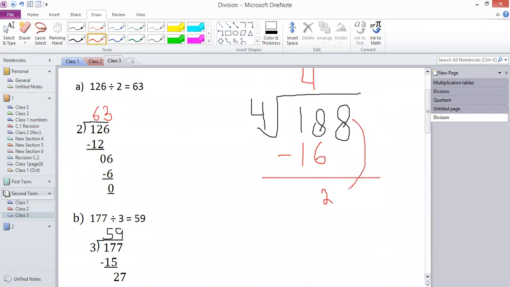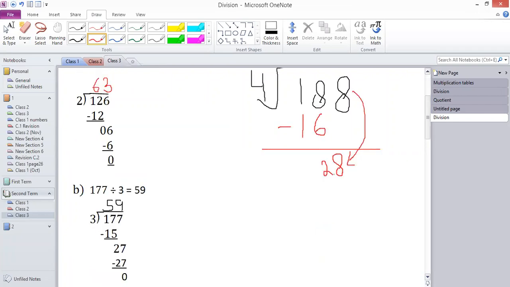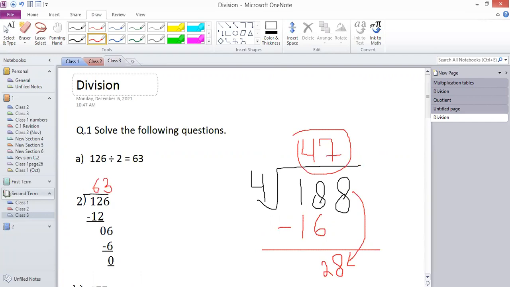Now you will write this 8 down because 2 is smaller than 4. You need one more digit to divide. So it is now 28. You will check the table of 4. How many times 4 will give you 28? 4 by 1, 4, 4 by 2, 8, 4 by 3, 12, 4 by 4, 16, 4 by 5, 20, 4 by 6, 24, and 4 by 7 equals 28. So 28 minus 28 is equal to 0. The answer is 47. This is how we have to do long division, and we have finished the questions related to it. Up to here, everything is clear, guys?